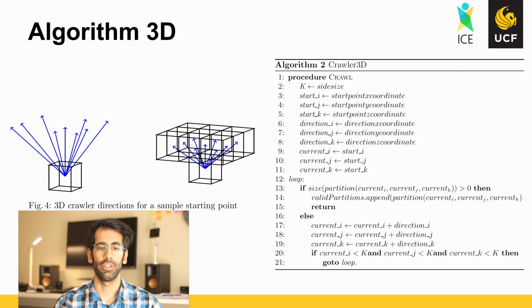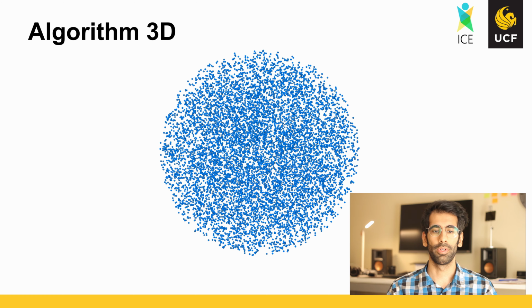The crawlers in the 3D algorithm crawl toward 9 directions. So if we consider one of the partitions, the crawlers crawl toward all of the adjacent partitions in the next layer. So there are 9 partitions on the next layer, so we will have 9 crawlers. Here is an example for the 3D algorithm.